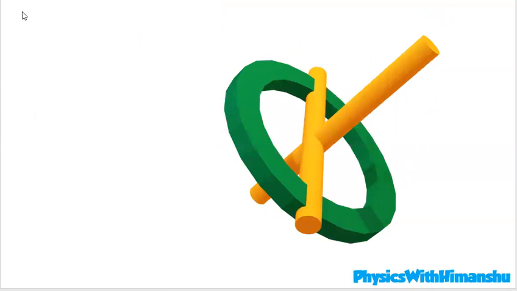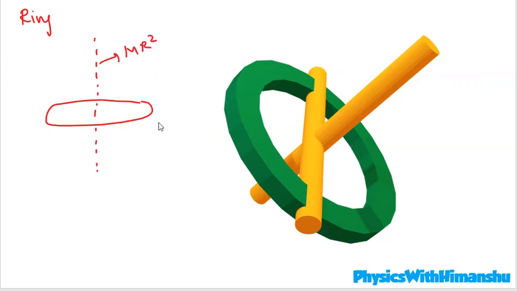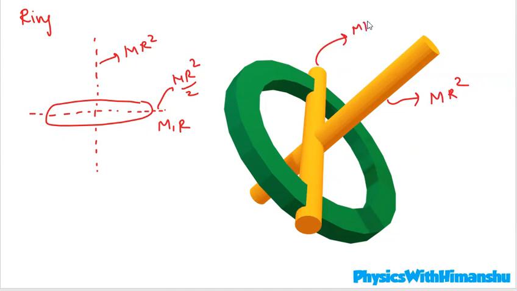Similarly, we have a ring. For the ring also you have to remember, suppose we have a ring and some axis is passing through the center of the ring. About this axis, the moment of inertia will be mr square, where m is mass, r is radius. And suppose the axis is in the plane of the ring. About this axis, the inertia will be mr square by 2. So in the given figure, you can understand this. About this axis, the moment of inertia will be mr square, but about this axis, it will be mr square by 2. So if the axis is in the plane of the ring, then the inertia is mr square by 2. But if the axis is perpendicular to the plane of the ring, the inertia will be mr square.